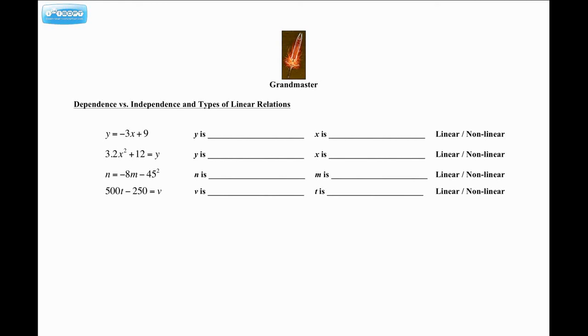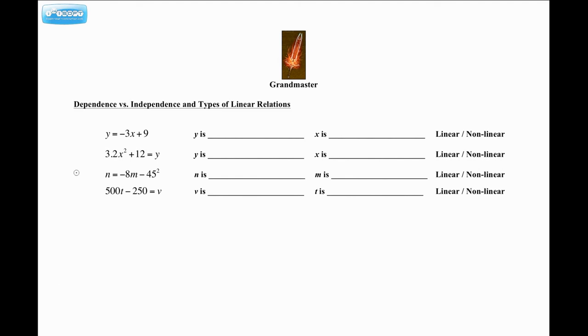Alright, we're going to continue on. This is the Grandmaster video for Chapter 6, Sections 1 and 2. We're going to talk about dependence versus independence and what types of relations they are. We've actually already covered this, so this should be a good review from the previous video.